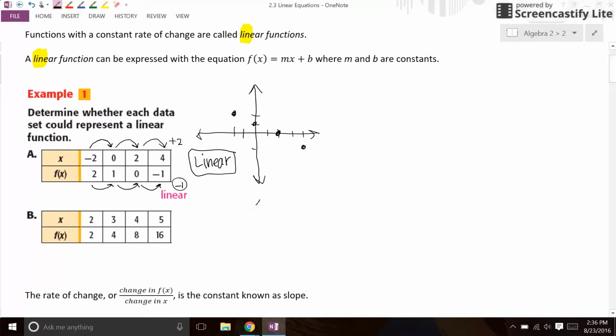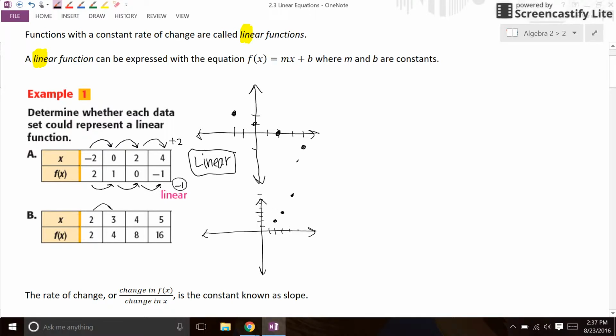So same thing with number 2 here, or part B. I might do the exact same thing. I might be like, all right, I'm going to plot 2, 2. Then I'm going to plot 3, 4. All right, that looks pretty linear right now. And then 4, 8. Oh gosh, I probably should have had more room. 4, 5, 6, 7, 8. Okay, that one looks like it kind of just ruined it already. And then 5, 16 is going to be way up here. Yeah, that definitely does not look like a line. So I would say it's not linear.